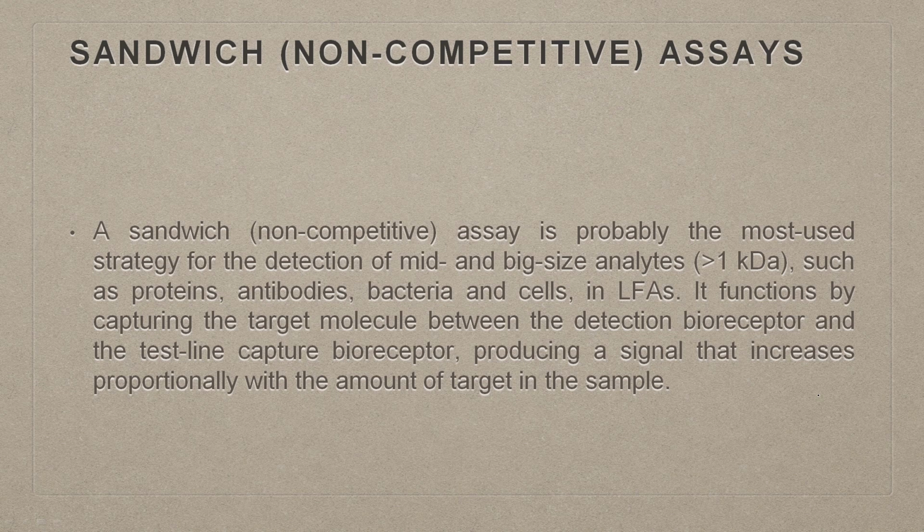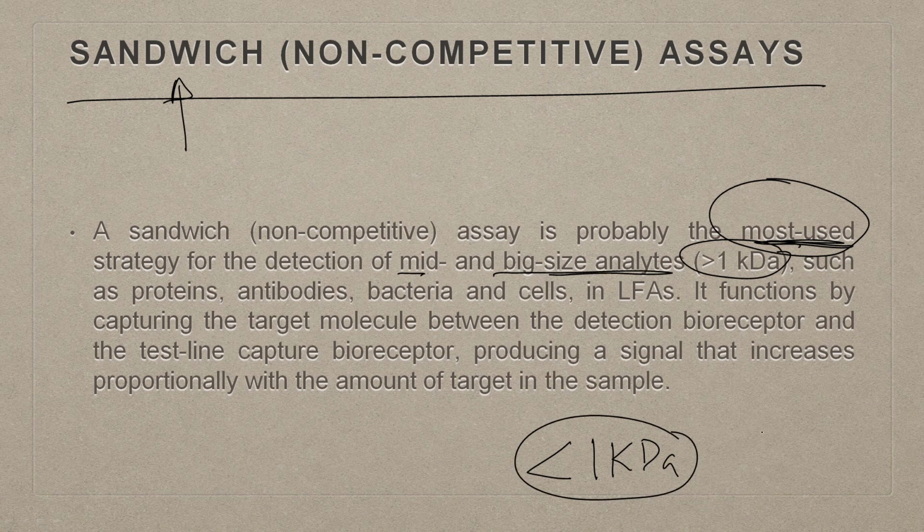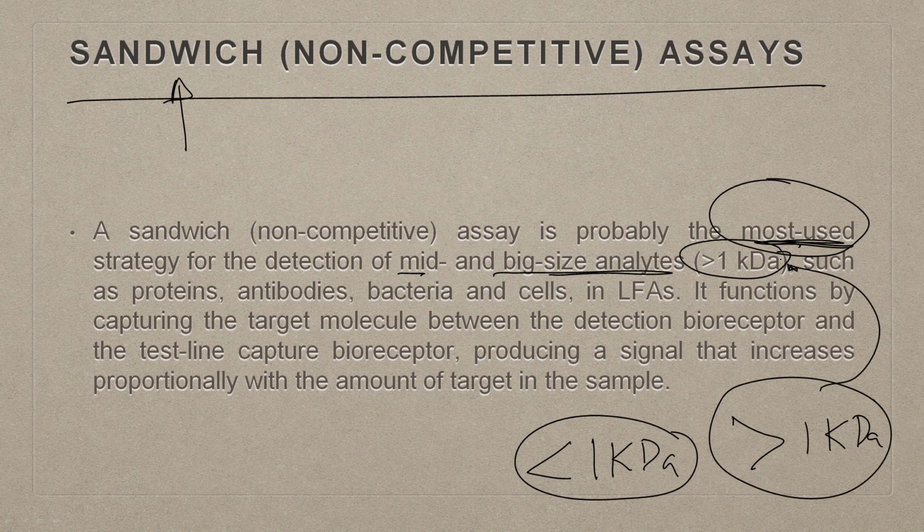From the competitive assay, today's class will be on the sandwich or non-competitive assay. This is the topic for today's class. A sandwich or non-competitive assay is probably the most used one. This is the most popular strategy for the detection of mid and big size analytes. Remember, when we talked about the competitive assay, we talked about things less than 1 kilodalton. But here we are talking about more than 1 kilodalton, which is where most molecules are, such as proteins, antibodies, bacteria and cells.